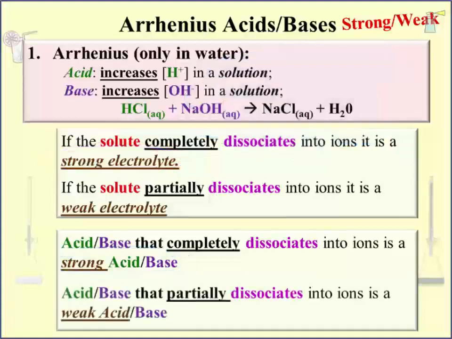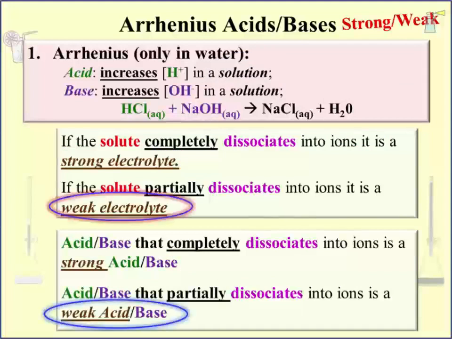It also follows that acids or bases that only partially dissociate into ions are weak acids or bases. Weak acids and bases are weak electrolytes. Weak does not mean that an acid still cannot burn, be corrosive, or be very concentrated. Weak is the limited ability to carry electricity in an aqueous solution.